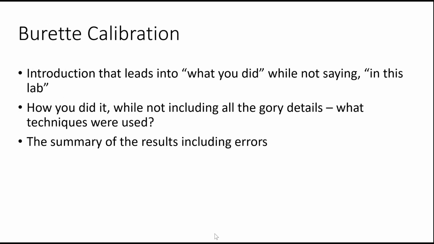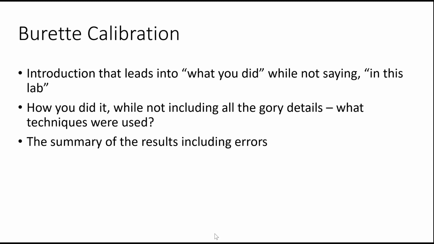We recently worked through an Excel spreadsheet exercise regarding burette calibration. What we need to put into the abstract is an introduction that leads into what was done in that particular experiment, while not actually saying "in this lab." This forces you to think. In this class, we're forcing you to think about what you did and to introduce the what with an appropriate leading sentence.